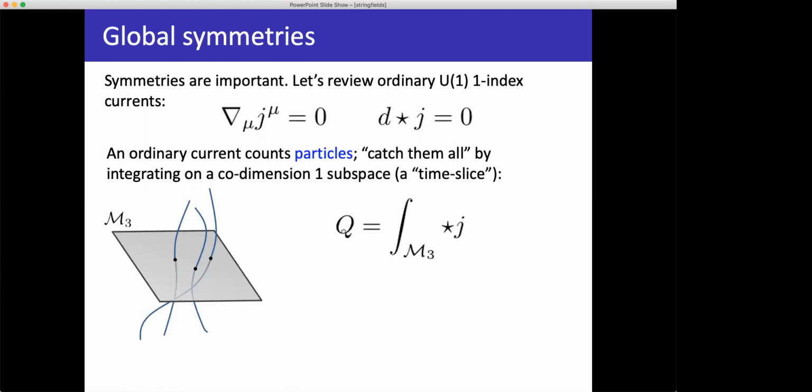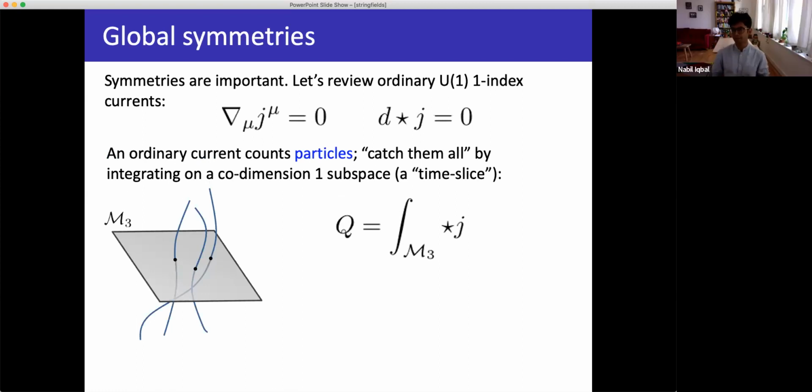So first of all, symmetries are important. I think everyone agrees on that. So let's begin by just reviewing a few very basic things about ordinary U1 symmetries. Okay. So think about your favorite quantum field theory that has a U1 global symmetry. If it has a normal U1 global symmetry, it'll have a conserved current J.